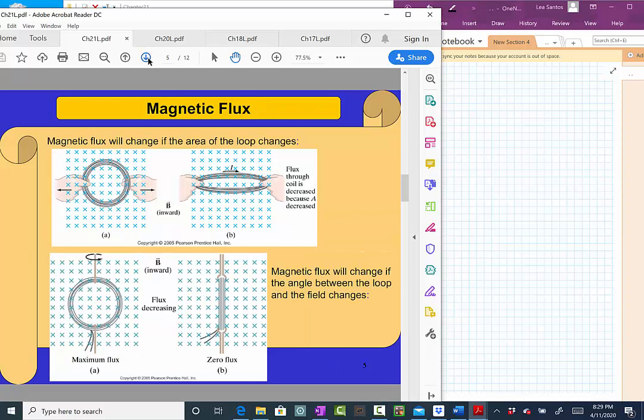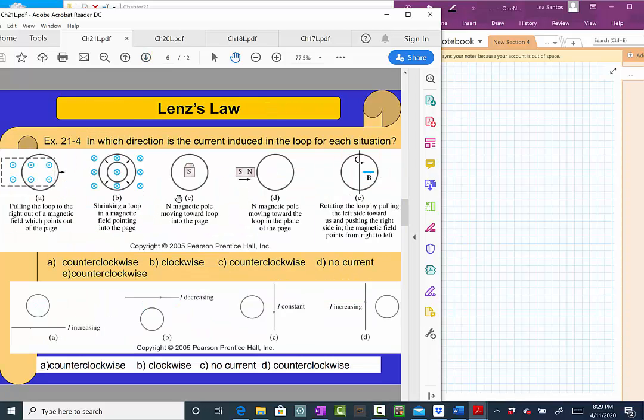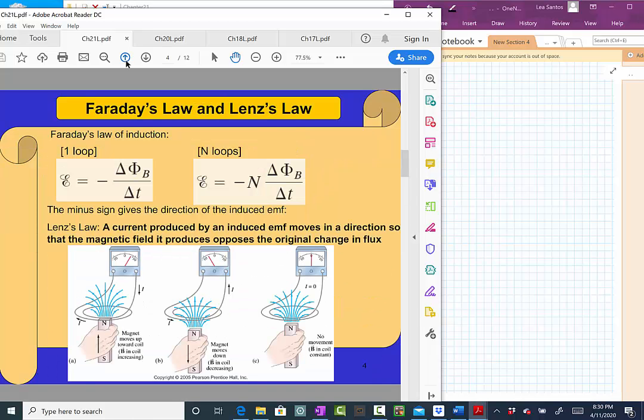Okay, so what we are going to discuss now is this problem, which is what is the direction of the induced current that we get by changing magnetic flux. Okay, changing not just magnetic field necessarily, but magnetic flux. So remember what we saw in the previous slides. We can induce current, we can induce an EMF by changing the magnetic flux.